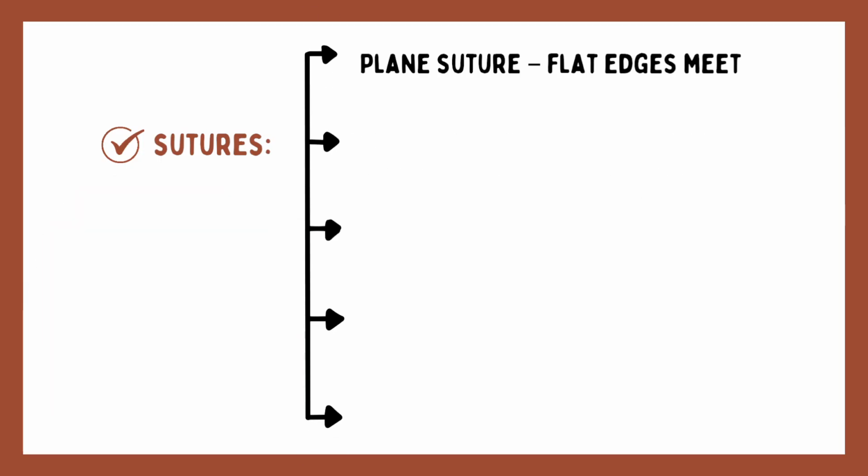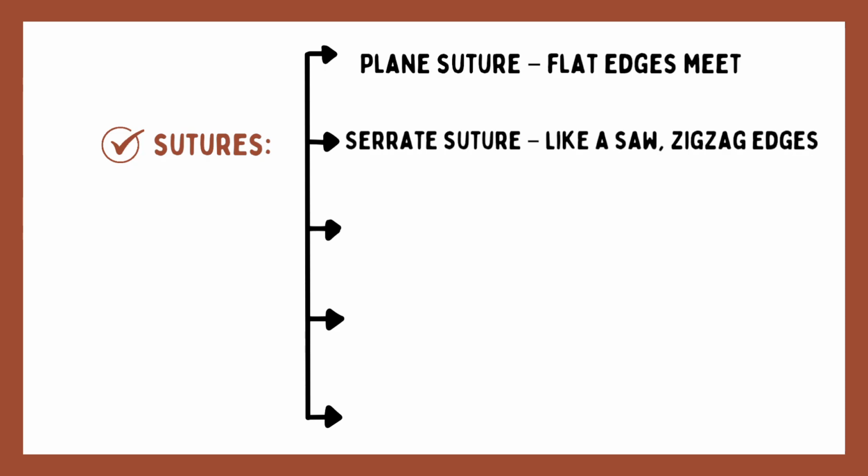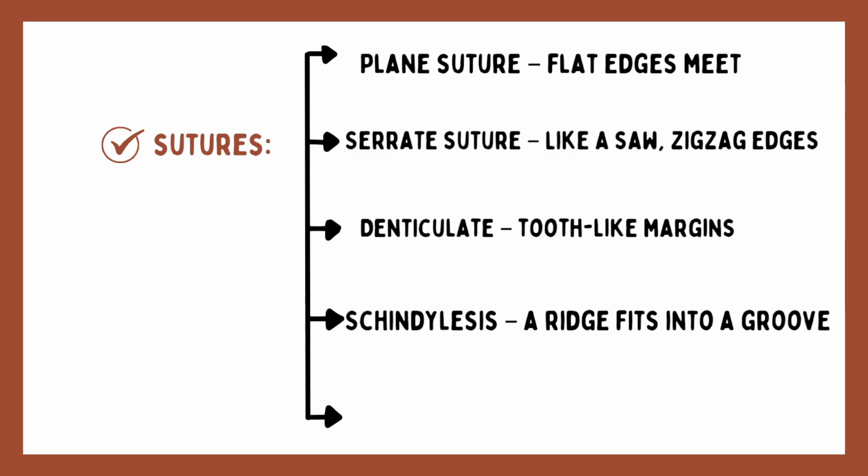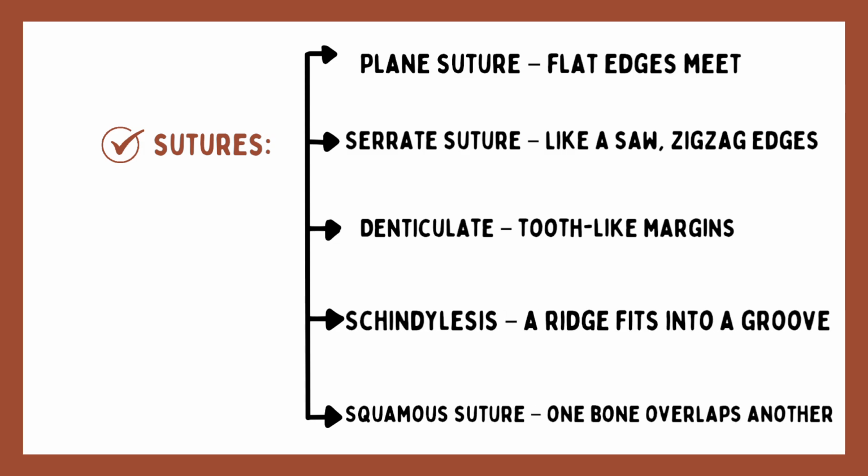We can divide sutures further into plain suture, flat edges meet. Serrate suture, like a saw, zigzag edges. Denticulate, tooth-like margins. Schindylesis, a ridge fits into a groove. Squamous suture, one bone overlaps another.